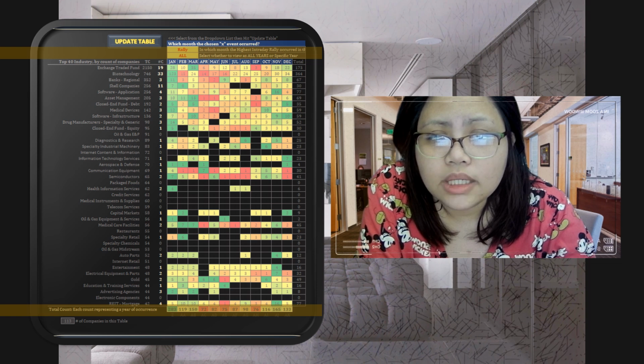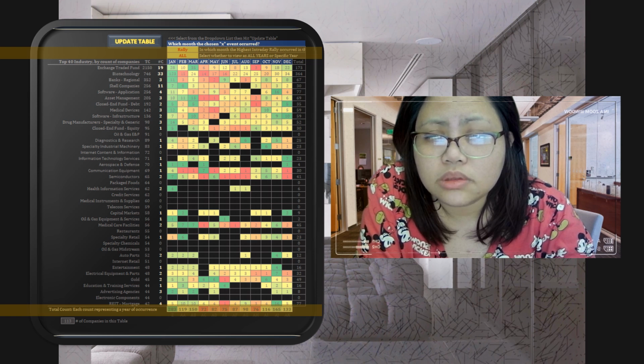Then at the top, it's highlighting our choices, which are rally and all, which means all years. If we go by industry, these numbers might mean, for example, in biotechnology, to pay attention in January, because that's where most of the rally occurs. February to May, you might want to look to other industries such as shell companies or asset management. Or you might say from April to September, not much going on, so you might look for other kinds of markets.